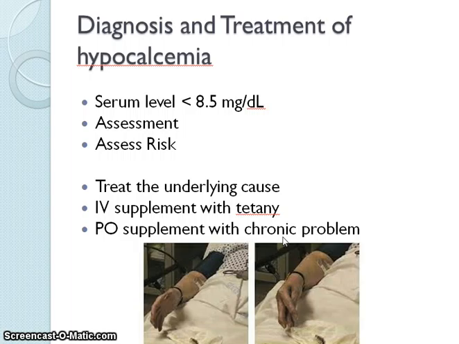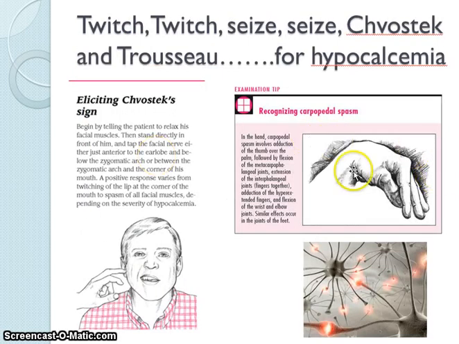In Trousseau's, what happens is if we put a blood pressure cuff on and they have a low potassium or low calcium level, it's going to cause a muscle twitch in here. So then their arm curls in, and their fingers curl up like this. This is another image of it here. It's a carpopedal spasm that can happen.